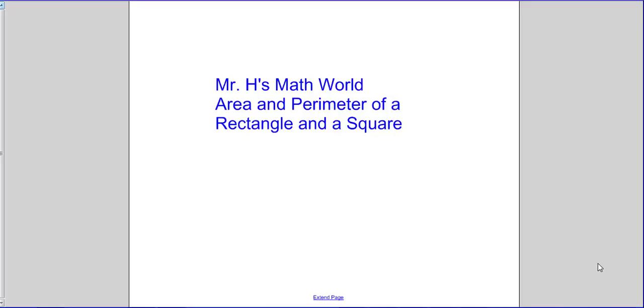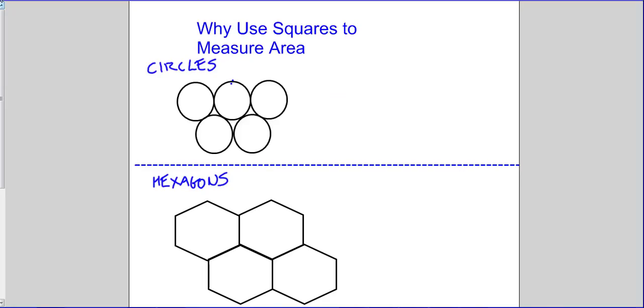This video looks at the area and perimeter of a rectangle and a square. So first off, why do we use squares to measure area?